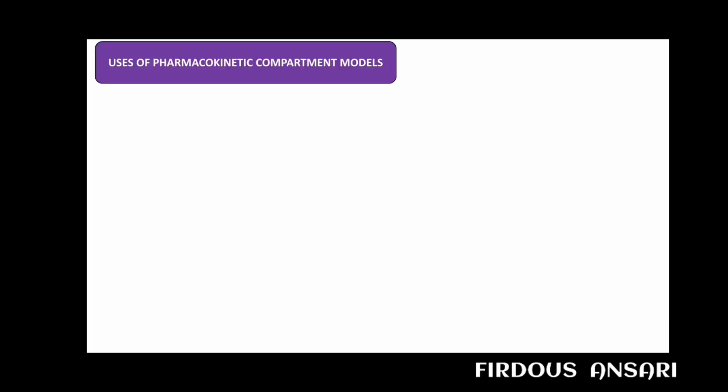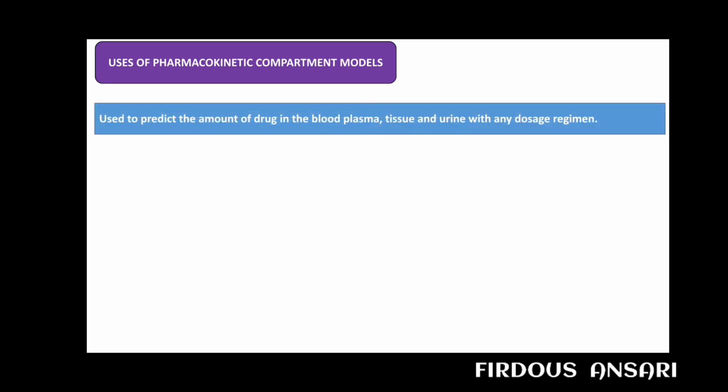Now next we will see some uses of pharmacokinetic compartment models. The uses go like this. It is used to predict the amount of drug in the blood plasma, tissue and urine with any dosage regimen.